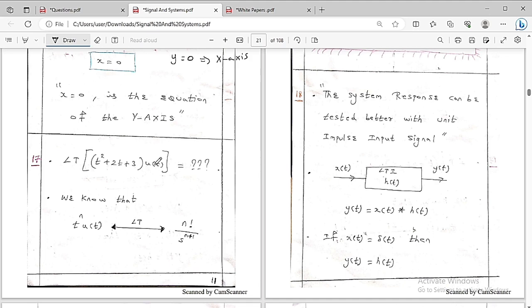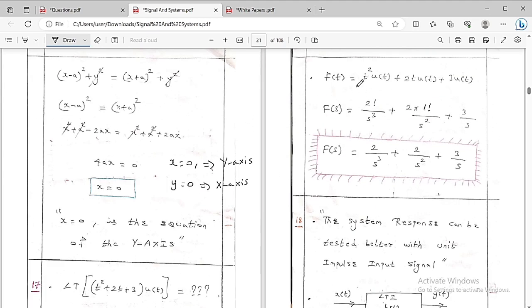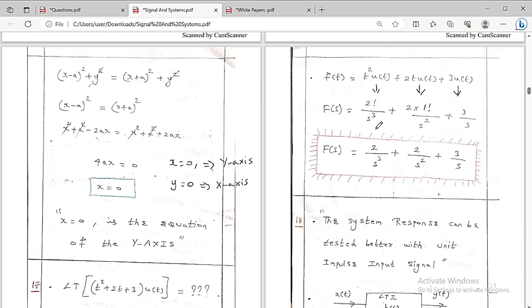So I am going to take this u of t inside. Then finally, f of t I am going to assume is t square into u of t plus 2t into u of t plus 3 into u of t. So what is F of s? We need to apply the Laplace transform on each and every term, and everything is addition, so you have to do the Laplace transform for each and every term. So t square into u of t: n is equal to 2. So 2 factorial by s to the power of 2 plus 1, which is 2 factorial by s cubed. Plus 2 into t to the power of 1 into u of t, so n is equal to 1.